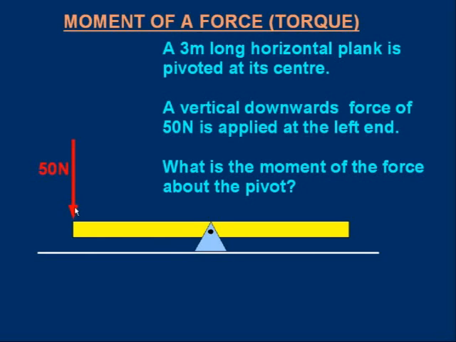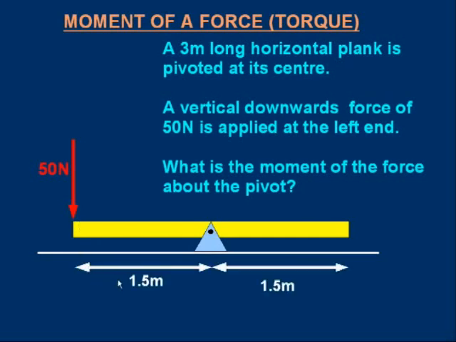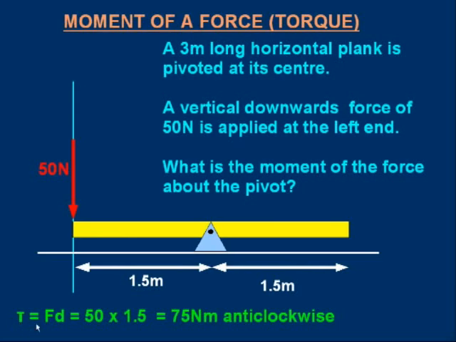I hope you worked that out. Let's look at the solution. So here is the presentation of that information. Pivoted at the center means the force is 1.5 meters from the pivot or the fulcrum. Line of action of the force is here. Perpendicular distance from the pivot is the 1.5 meters. So moment tau is equal to 50 Newton times 1.5 meters, which gives us 75 Newton meter.